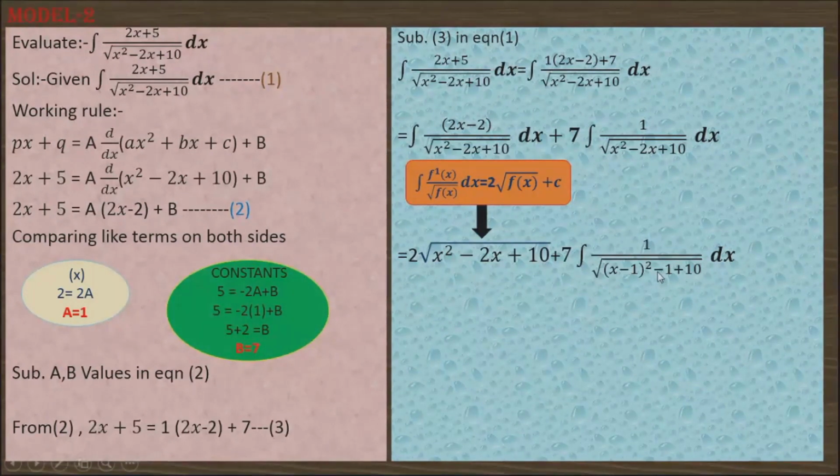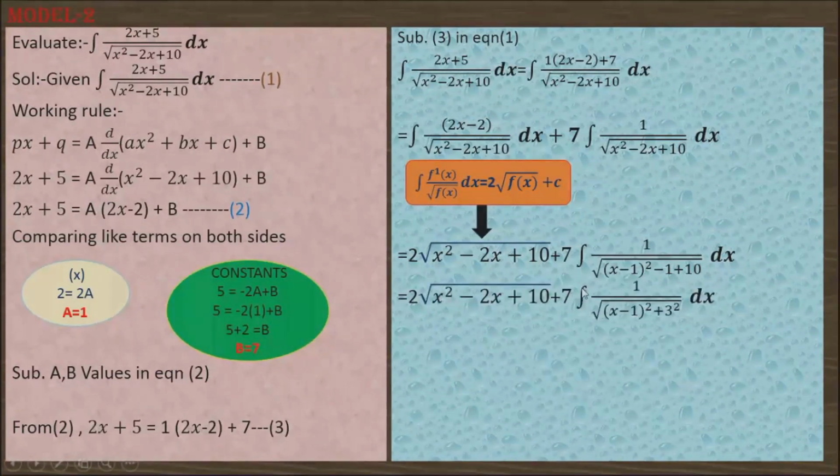Here you have to keep always minus. Next write the square of this constant in the bracket. So what is the constant in the bracket? 1. So what is the square? 1 square is 1 only, so write 1 here, minus 1. Now remaining plus 10 as it is. Now simplify this one. First term simplification is over, so write that as it is, 2 into root that term plus 7 into integration of 1 by root x minus 1 whole square. Here 10 minus 1 is how much? 9. So 9 is 3 square. So I am writing it as 3 square.